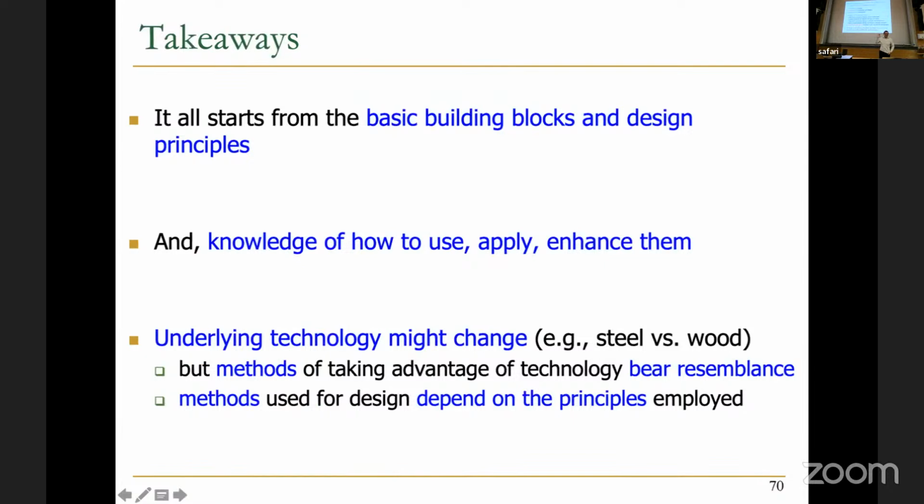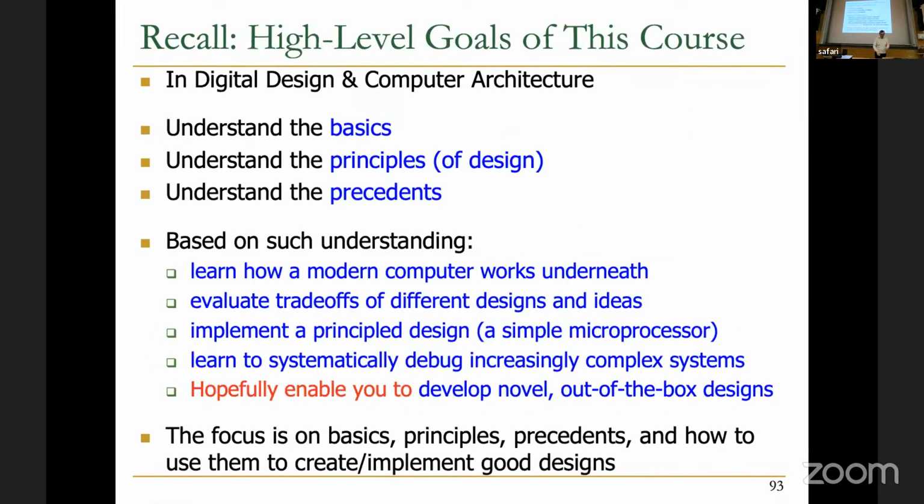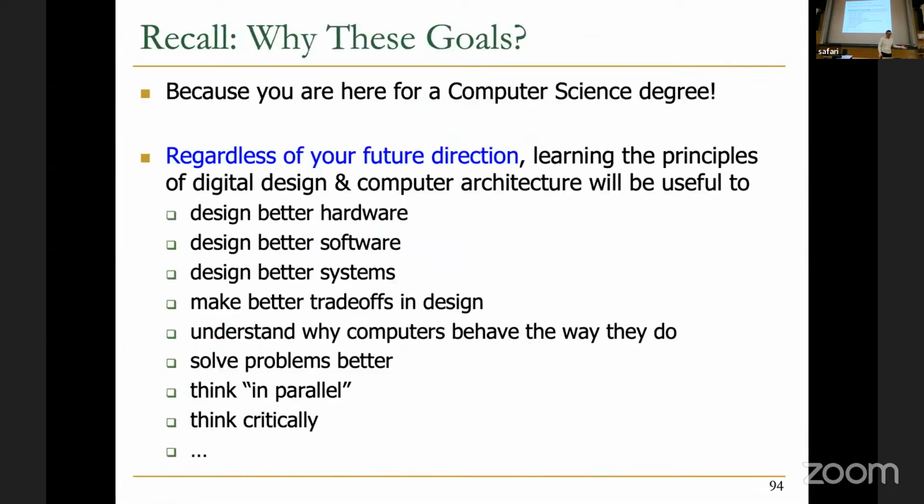I've already discussed the high-level goals of this course, so I'm not going to cover this again. As I said, the goal is to understand how computers work. The main reason is you're here for a computer science degree, and it would be kind of a shame if we don't give you the opportunity to understand how a computer works if you're going to claim that you're going to be a computer scientist, right?